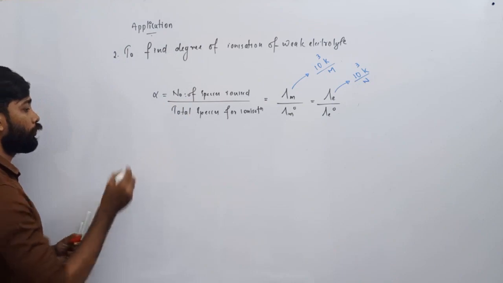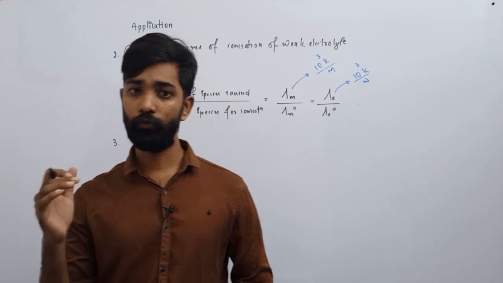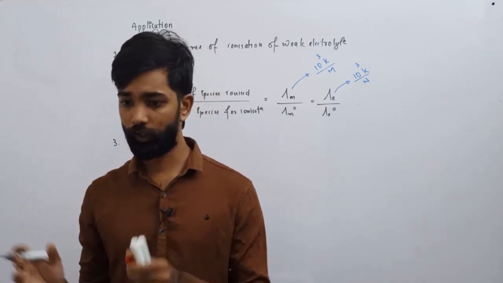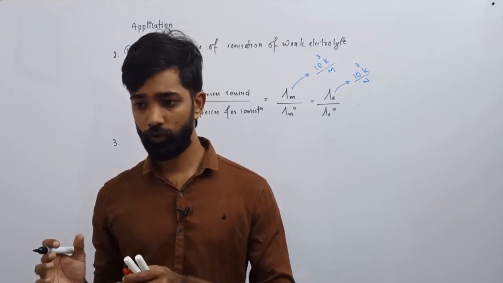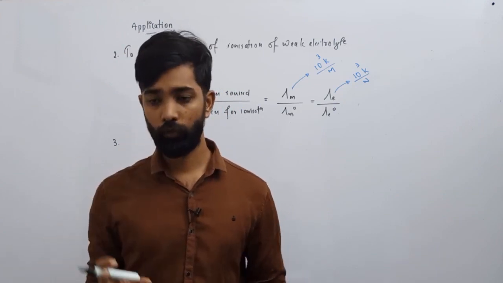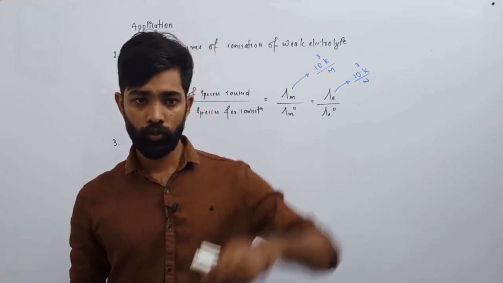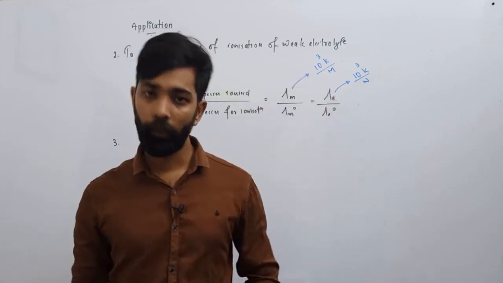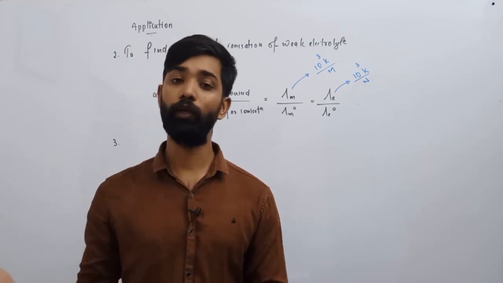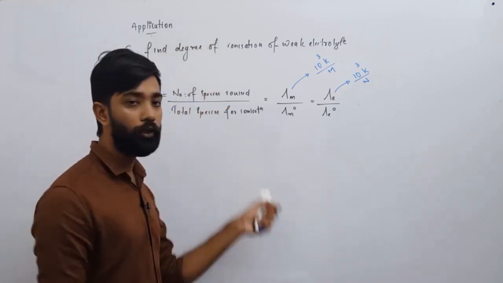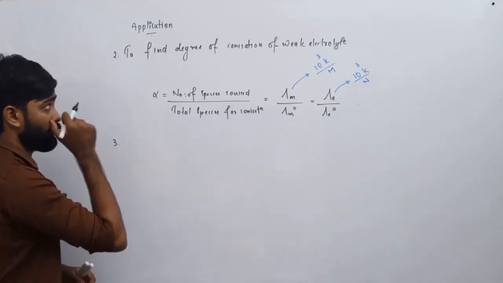Ready? Moving to the third application. If you are asked to find the degree of ionization of a particular electrolyte at a particular concentration, first of all you should be able to find the molar conductivity or equivalent conductivity at that concentration. Take it in the numerator. Ready? And divide it by the limiting equivalent conductivity or limiting molar conductivity. Then the ratio will be exactly equal to alpha. That is experimentally observed. Ready?